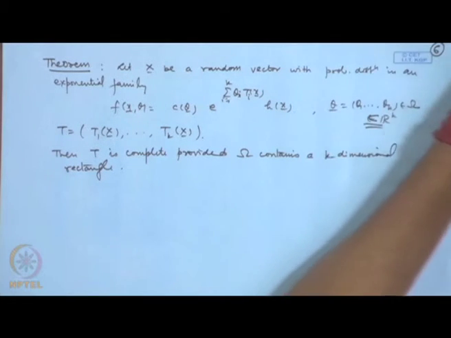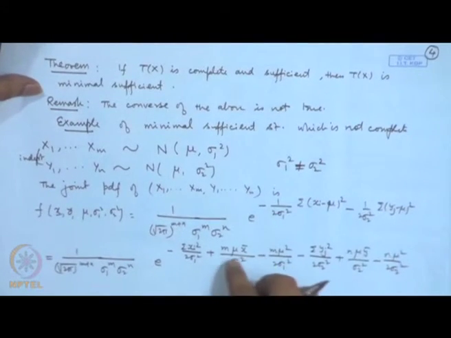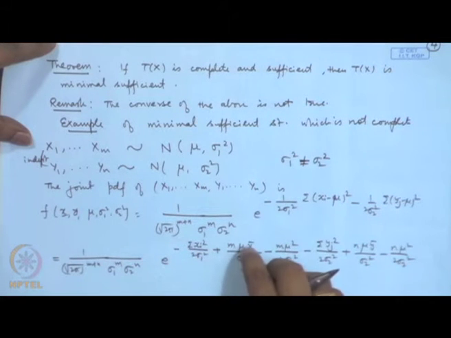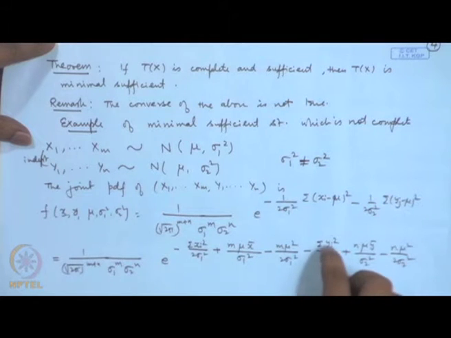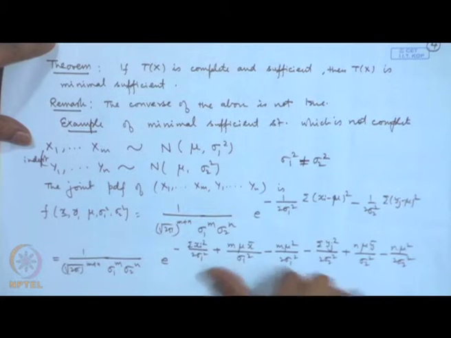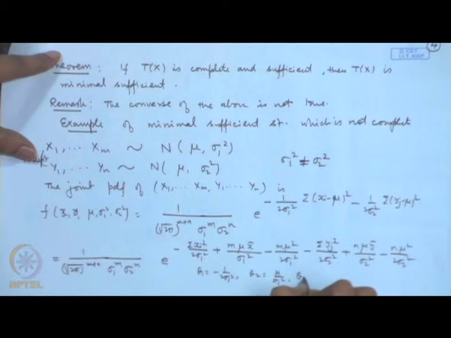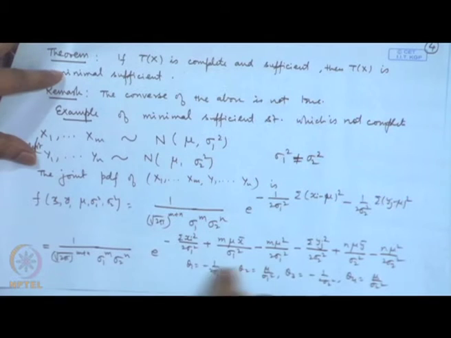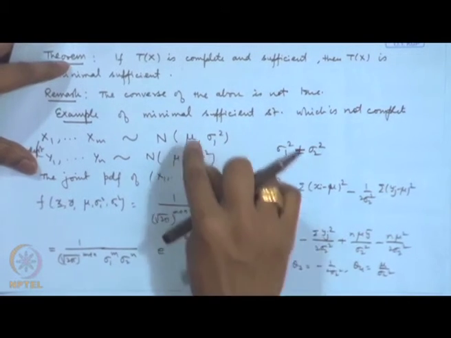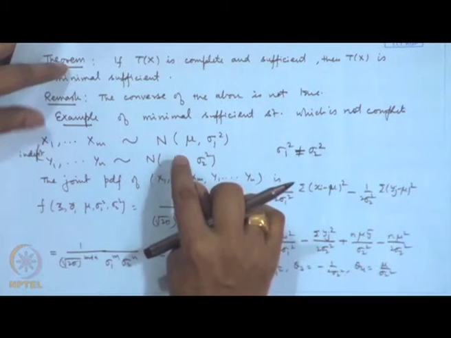If you look at the previous example, this is actually a 3 parameter distribution here. Here what we are getting is 1 by 2 sigma 1 square, or you can say 1 by sigma 1 square, mu by sigma 1 square, then 1 by sigma 2 square and mu by sigma 2 square. However, they are not independent. Actually, the parameter is 4 dimensional. If we write theta 1 is equal to say minus 1 by 2 sigma 1 square, theta 2 is equal to mu by sigma 1 square, theta 3 is equal to say minus 1 by 2 sigma 2 square, and theta 4 is equal to say n mu by sigma 2 square. Then this is a 4 dimensional parameter, but there is dependency upon that. For example, given theta 1, theta 2 and theta 3, we can determine theta 4. So, the parameter space does not contain a 4 dimensional rectangle, and that is why we could actually show that T was not complete here.